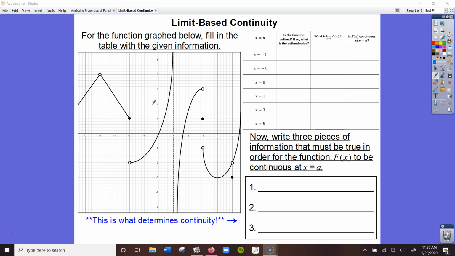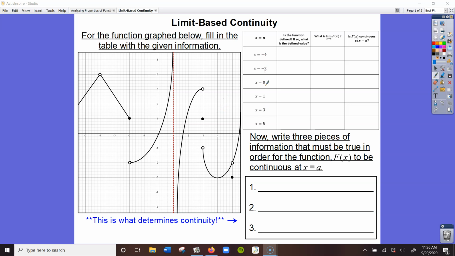Hey guys, today we're going to look at how we define continuity in terms of limits and how to determine if our function is continuous. So in order to do this, what we're first going to do is fill out this chart here depending on this graph. And we're going to see if we can determine the three rules for our continuity.